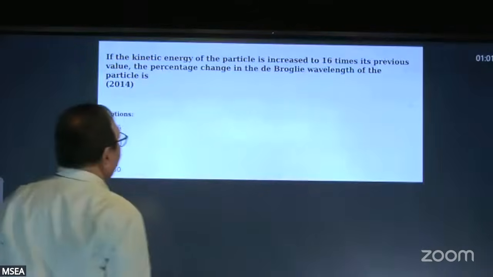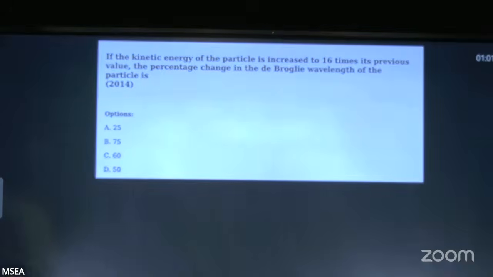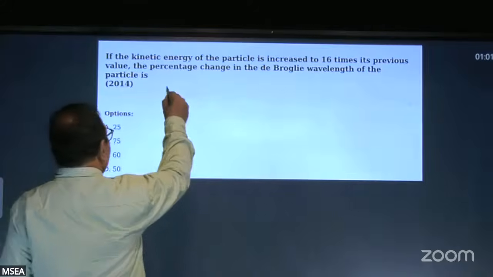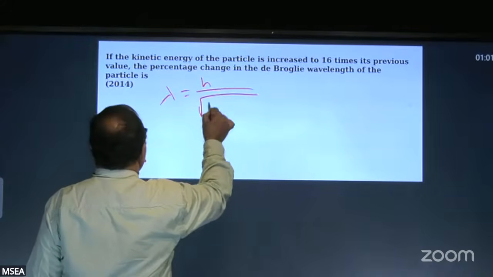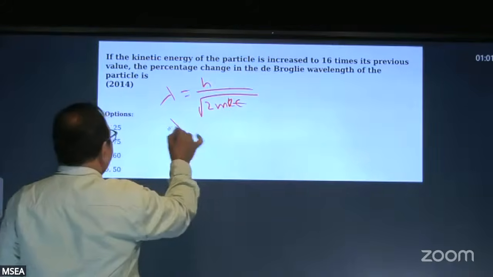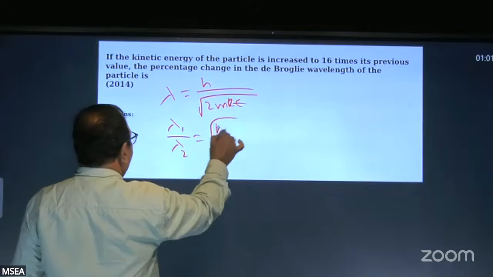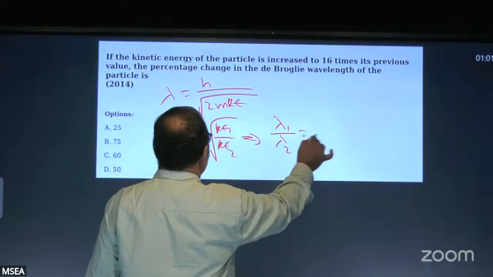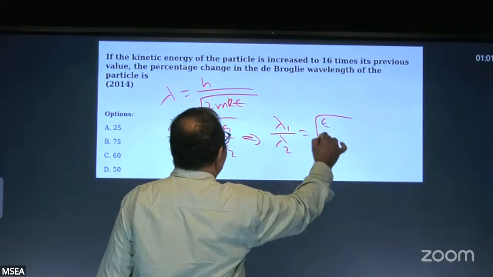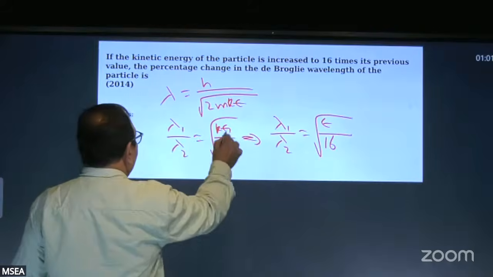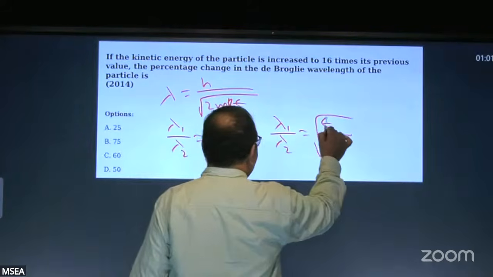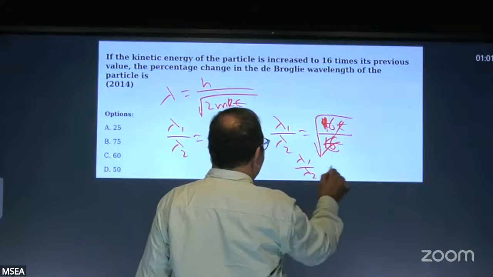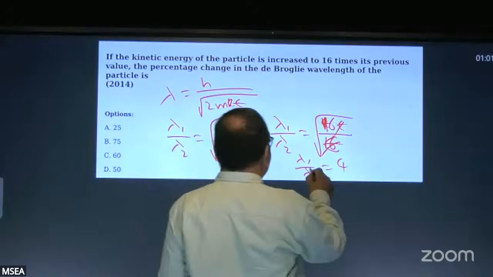Let us take the kinetic energy of the particle increased to 16 times the previous value. What is the percentage change in the de Broglie wavelength? It is simple. Lambda is equal to h by root of 2m Ke. Then lambda 1 by lambda 2 is equal to root of Ke2 by Ke1. Ke1 is E, and Ke2 is 16 times E. This is 16E by E. Then you get lambda 1 by lambda 2 is equal to 4. So this one is 4.